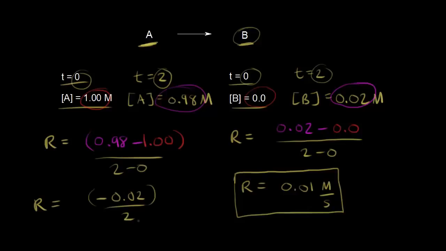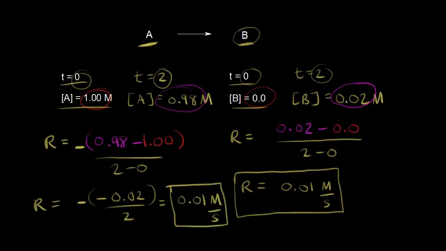But in chemistry, the rate of reaction is defined as a positive quantity. So we need a negative sign. We need to put a negative sign in here because a negative sign gives us a positive value for the rate. So now we get 0.02 divided by 2, which of course is 0.01 molar per second. So we get a positive value for the rate of reaction.